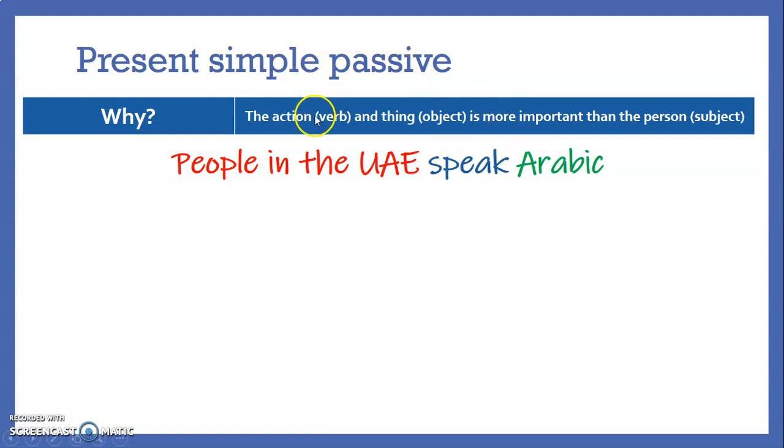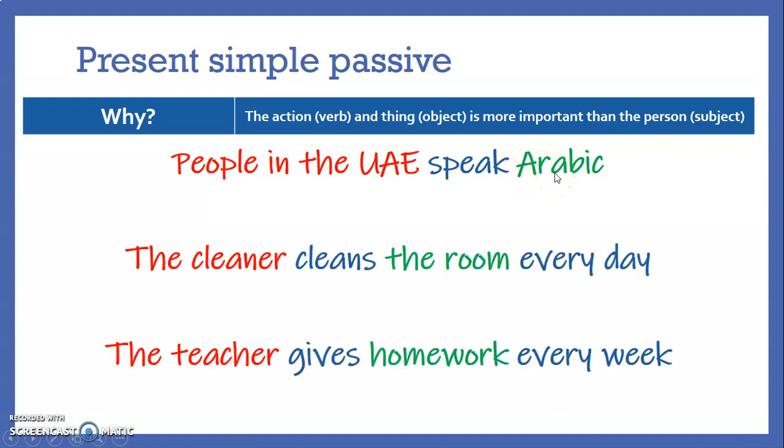Well, for the present simple passive, we're trying to say that the action, the speaking, and the thing that they're doing, which is Arabic, is more important. In this sentence, it's not important that the people are speaking, because only people speak. Animals don't speak, nothing else speaks, so we know that it's people. What's more important in this sentence is Arabic.